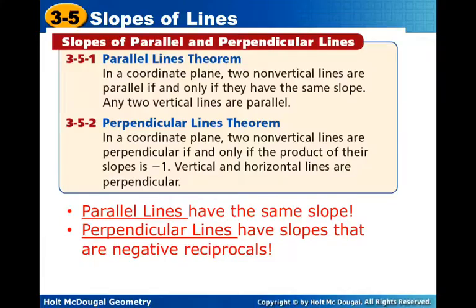Alright, another thing you need to know is that parallel lines have the same slope, and perpendicular lines have slopes that are negative reciprocals. So if you want really simple terms, for perpendicular, it means one of the slopes is positive, and one is negative. And basically, to get from one slope to the other one, you have to flip it.